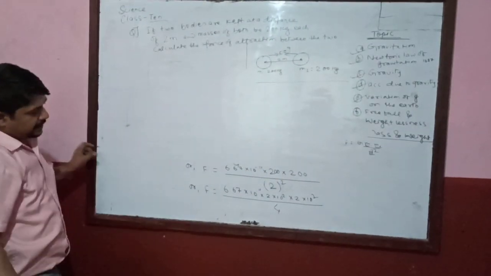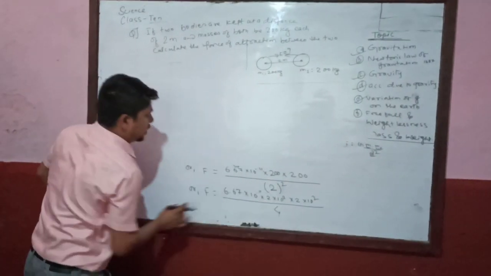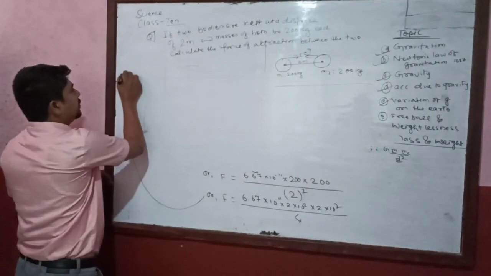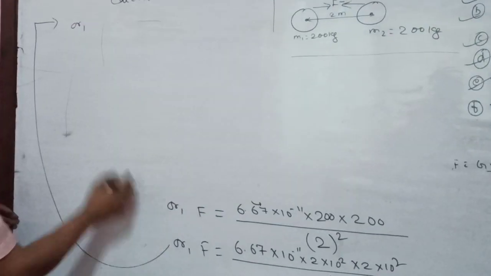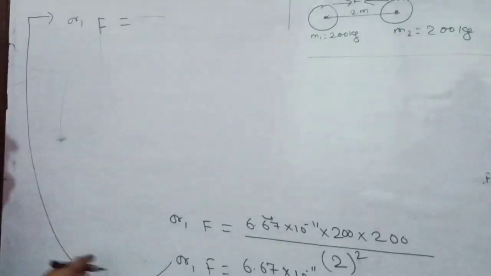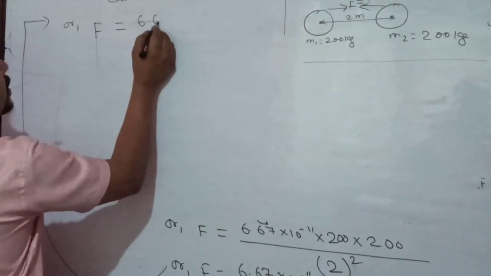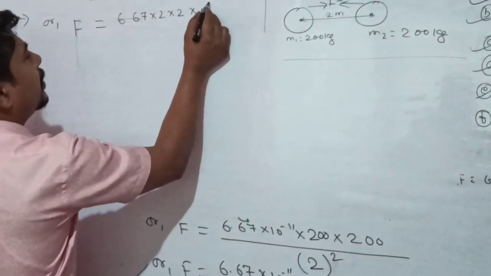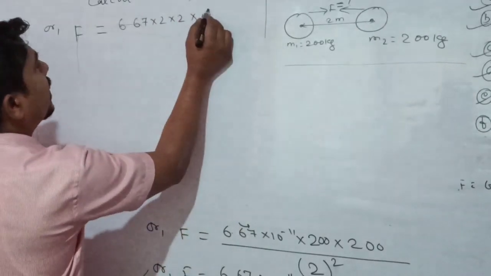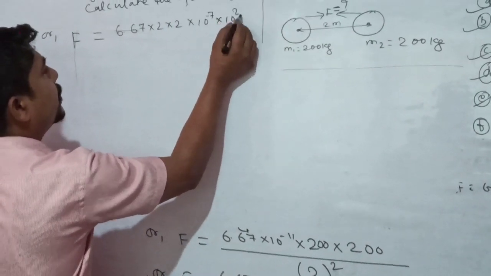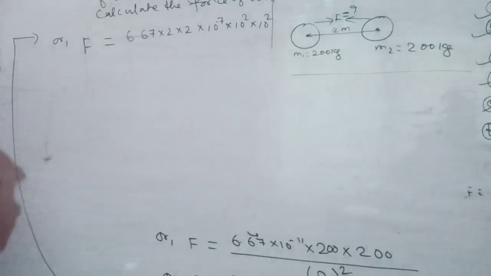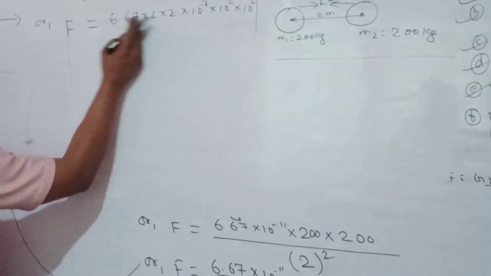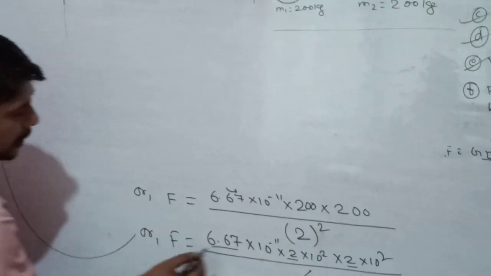Erase it to this, yes. I will rearrange these data, though you can also calculate it directly from your calculator. What I am doing here is, I will put the F data with the numbers together: 6.67 into 2 into 2 into 10 to the power minus 11 into 10 to the power 2 into 10 to the power 2. Do you get me? What did I do? I rearranged the numbers, 6.67, this 2 and this 2, which are all multiplication, to one side.